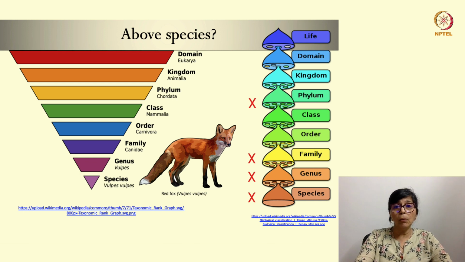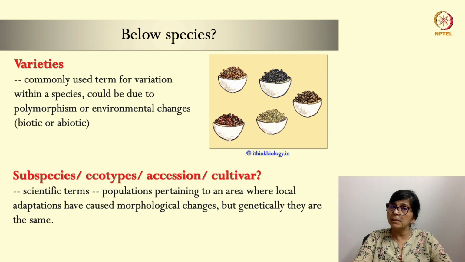However, when we go below species, it becomes a little bit blurred. So here are some existing concepts that I have highlighted. One is varieties. Variety is a commonly used term for variation within a species, right? It could be due to polymorphism, we will talk about it, or environmental changes. For example, if something occurs in a particular environment and it gets some specific trait from that environment, it can be called a variety.